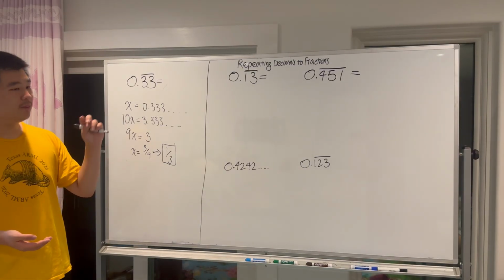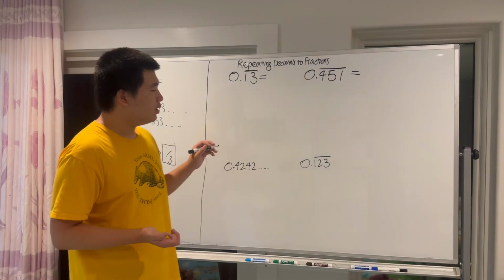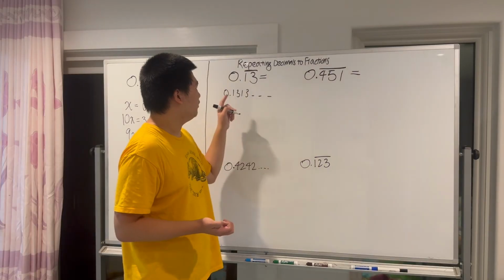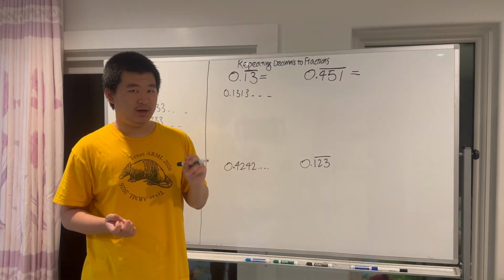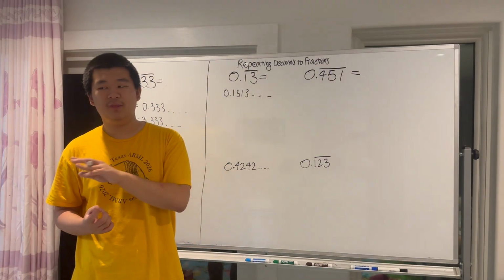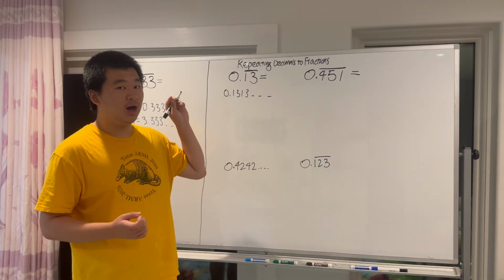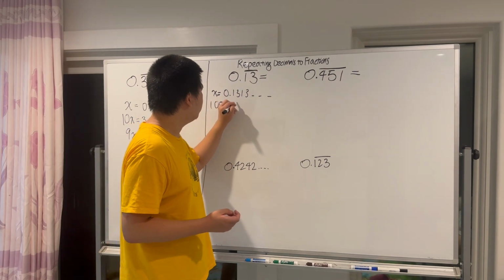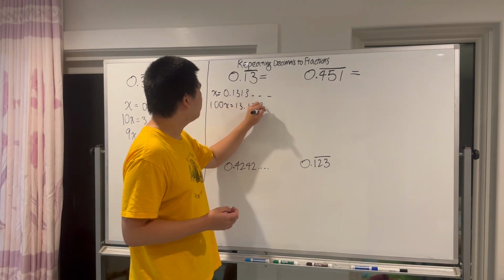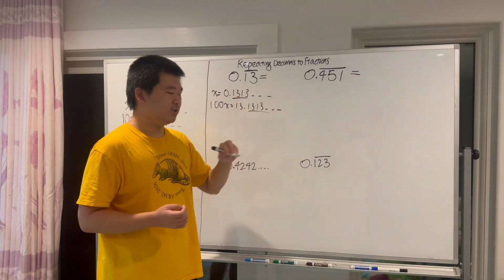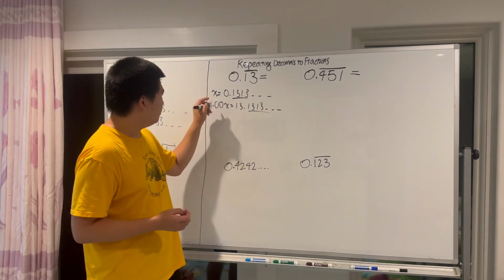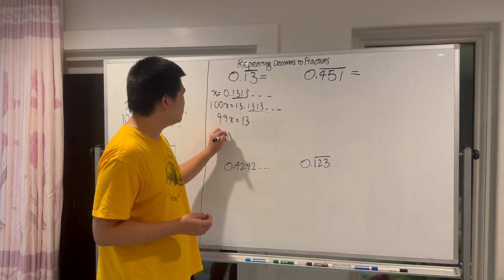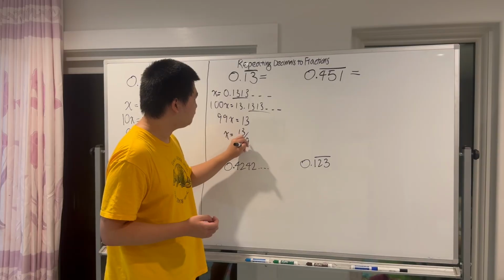For example, 0.13 repeating. How can we do this? Well, if we multiply it by just 10 this time, we'll get 1.313, but that doesn't actually line up. We want 1313, not 3131. So we need to multiply it by 100. If we let x equal this, then 100x will equal 13.1313, and now we see that this again lines up very nicely, and if we subtract these two, 99x equals 13. And so x equals 13 over 99.